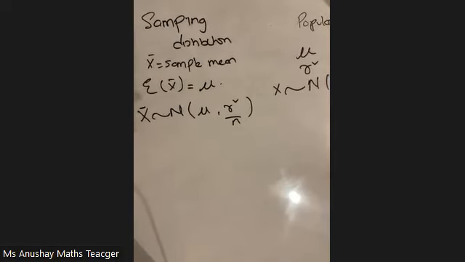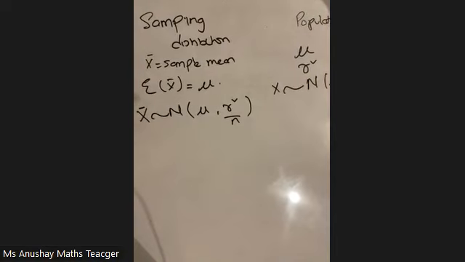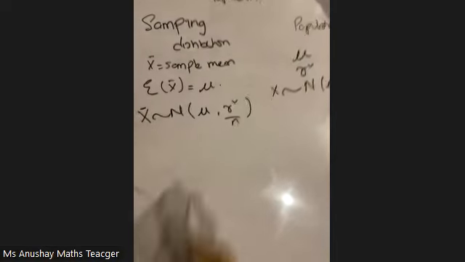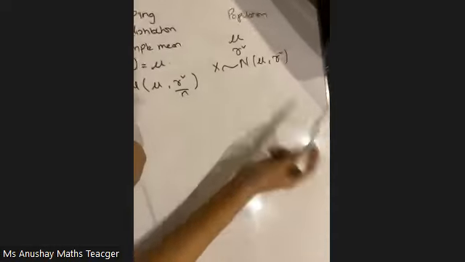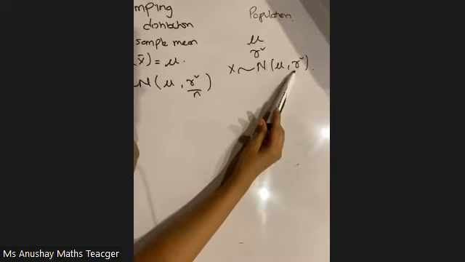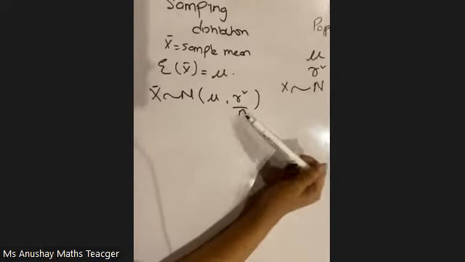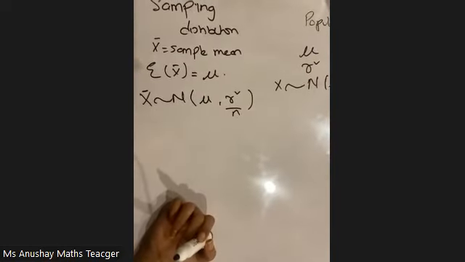So X bar is mu here, and in the previous one it was the same thing, right? Yeah, it's the same thing. This is the difference. Our variance was r square over here. Over here, it's r square upon n.